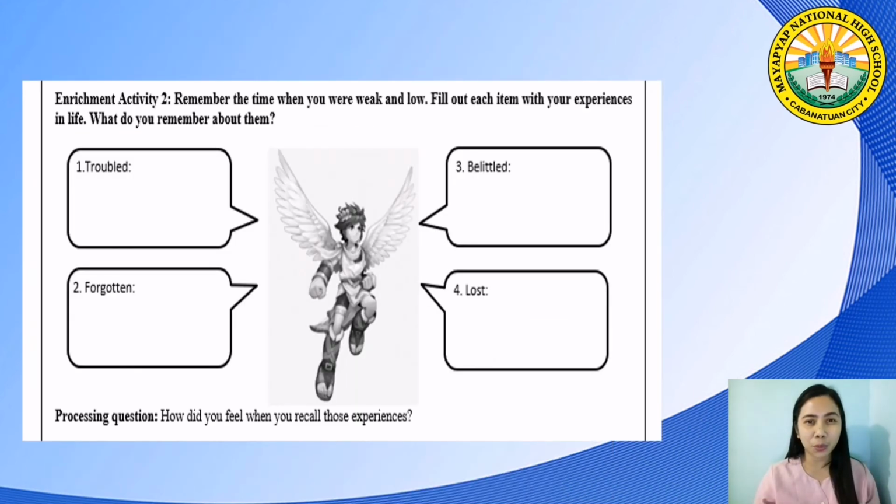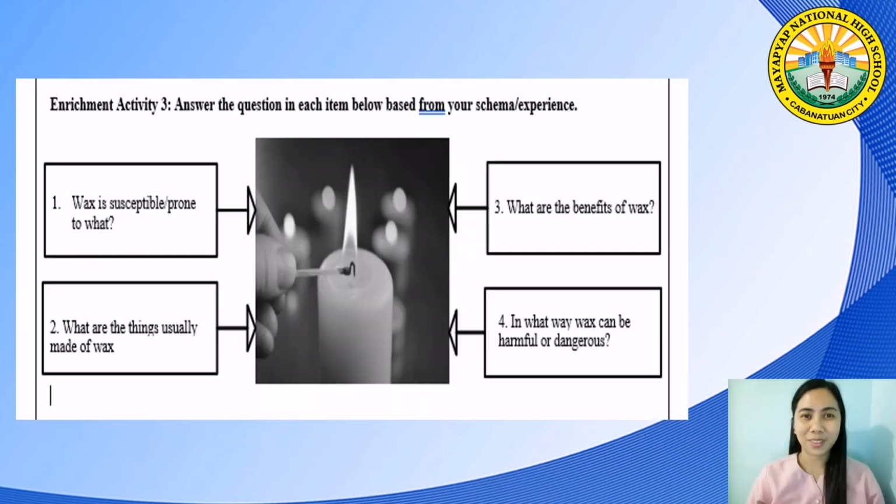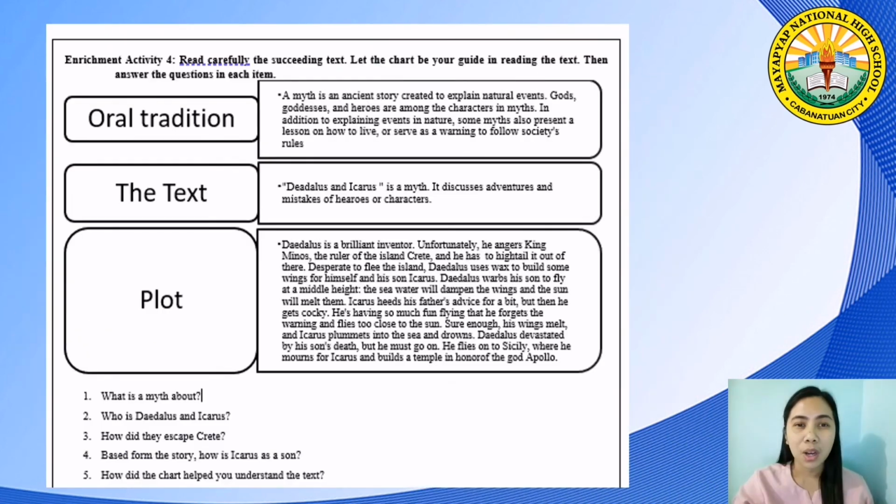For enrichment 2, in this activity, you need to remember the time when you were reading a book. Then, use the textual aid in filling out each item with your experiences in life. What do you remember about them? For enrichment 3, you will answer the question in each item using again this textual aid based from your schema or experience. For enrichment 4, you will carefully read the succeeding text. Let the chart be your guide in reading the text. Then, answer the question in each item.